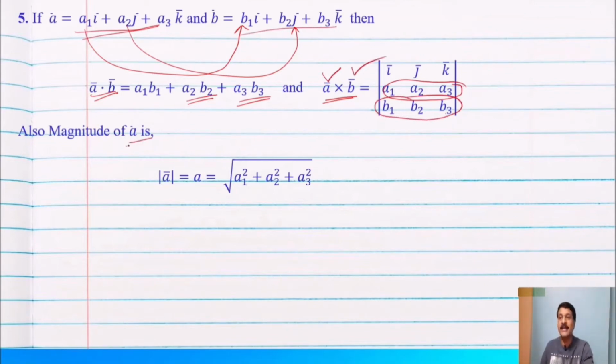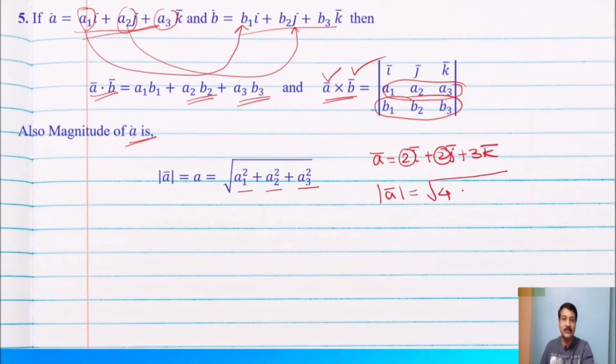You also remember the magnitude of any vector A is nothing but the square root of A1 square plus A2 square plus A3 square, where A1, A2, A3 are the coefficients of I, J, K. Suppose A is a vector 2I plus 2J plus 3K. What is its magnitude? The magnitude is the square root of 2 square, which is 4, plus 2 square, which is 4, plus 3 square, which is 9. Square root of 17 is the magnitude of this vector A.